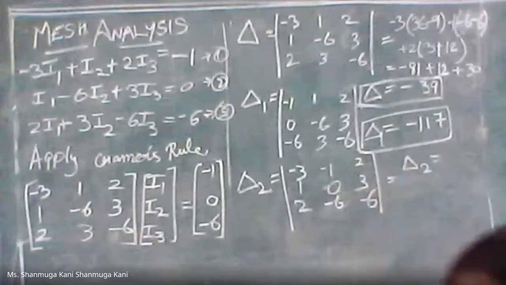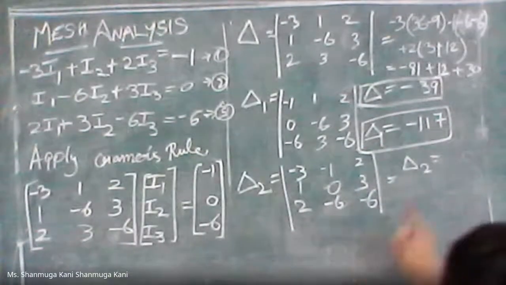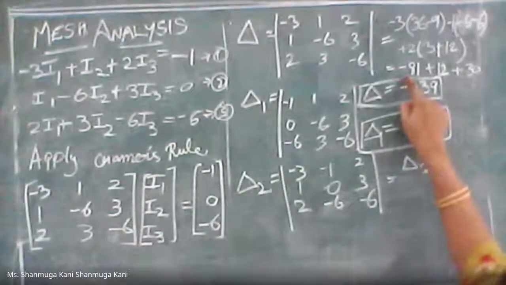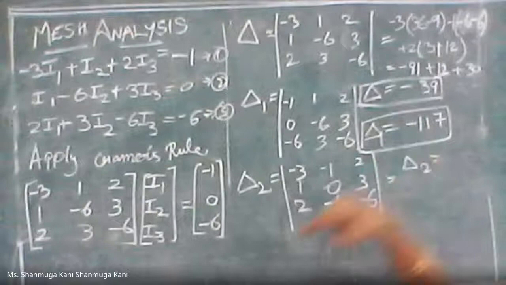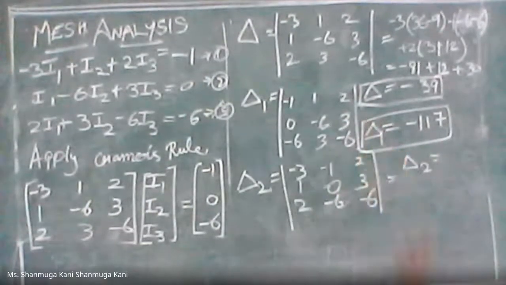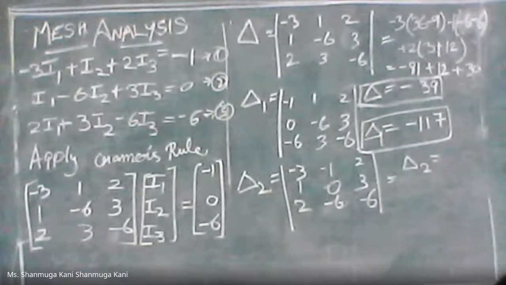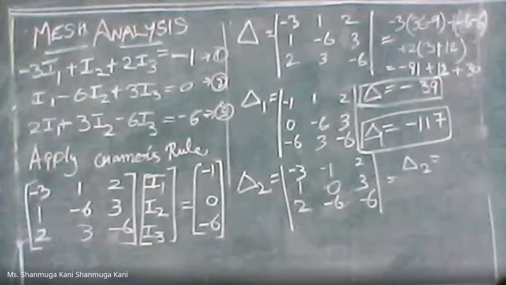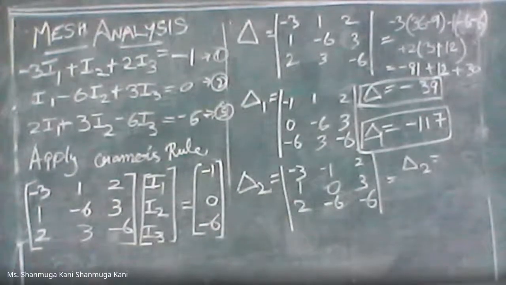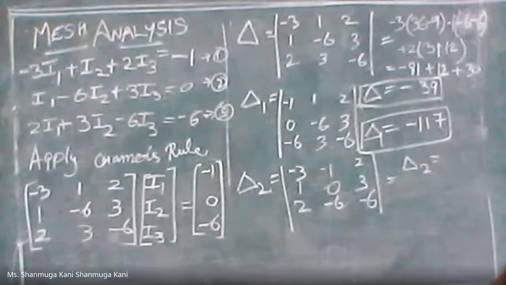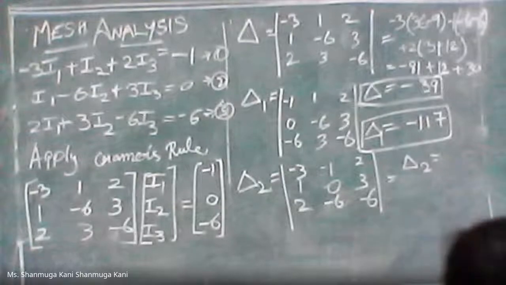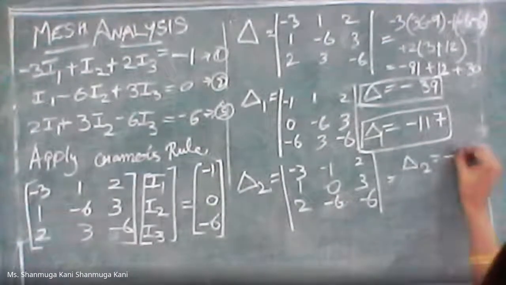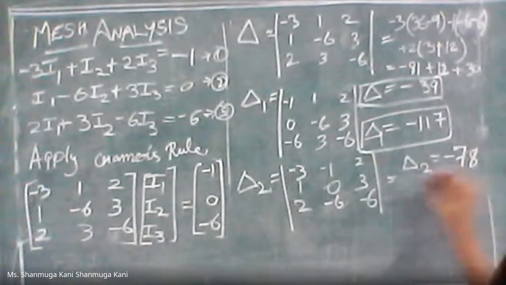You solve and verify this value. You know how to find the determinant, right? This is how I've asked you to find the determinant. If you don't know how to solve it, please learn it. You might already have learned how to solve determinants in your 11th and 12th itself. Your del 2 value is minus 78.